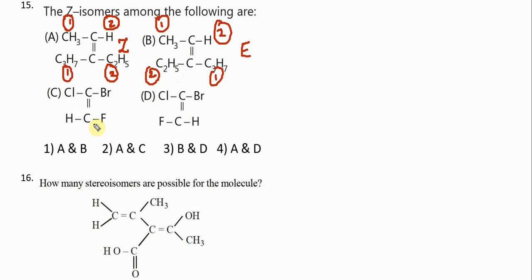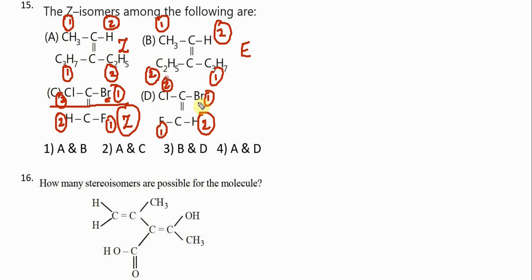So when I go here, hydrogen is priority 2, fluorine is priority 1. So I am looking at this plane. Going up, this is priority 1, this is priority 2, because bromine has a higher atomic number than chlorine. Same side, so that is Z. Going here, priority 2, priority 1, bromine is important, priority 2. So they are opposite, so this is E. So A and C, beta.